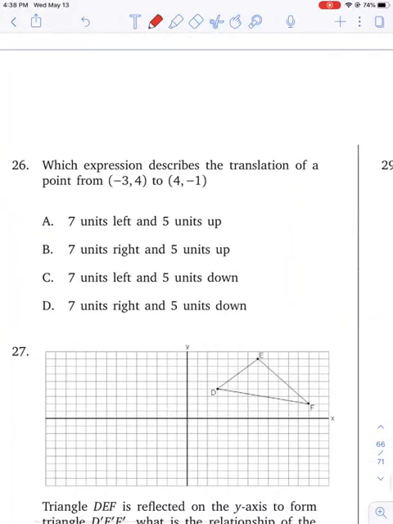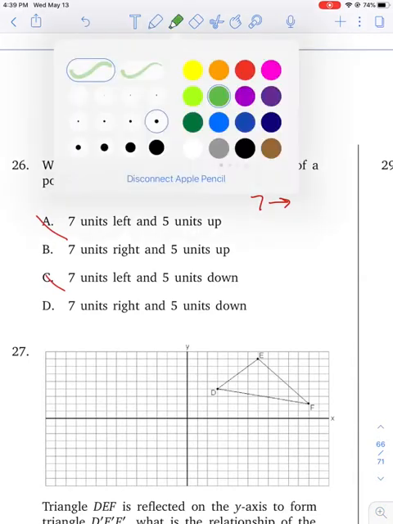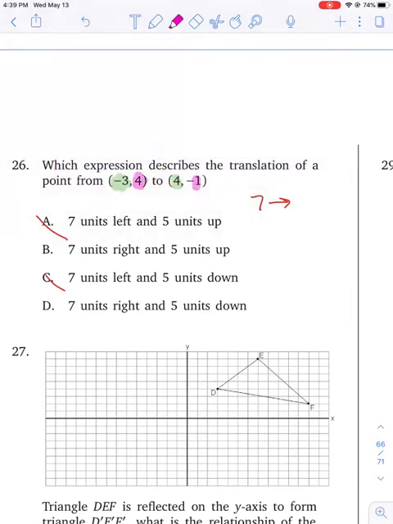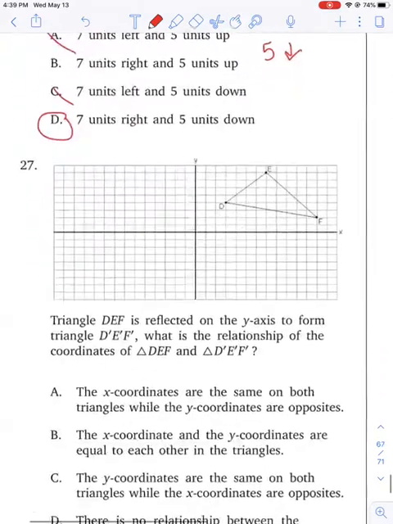Okay. So what's happening in this translation? So if I look at my X's first, what's happening to get from negative 3 to 4? That's going to be 7 right. So I can eliminate these two. And to get from 4 to negative 1, this is going to be my up and down. That's going 5 down. So D is my answer.